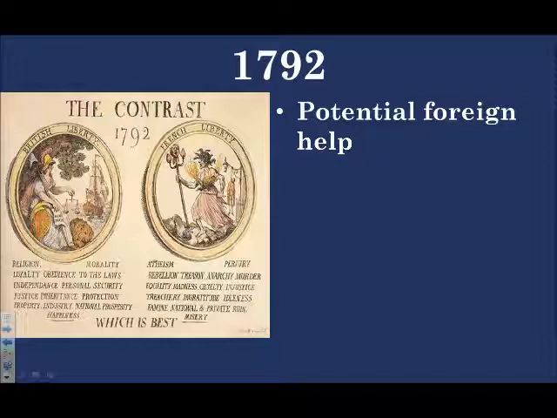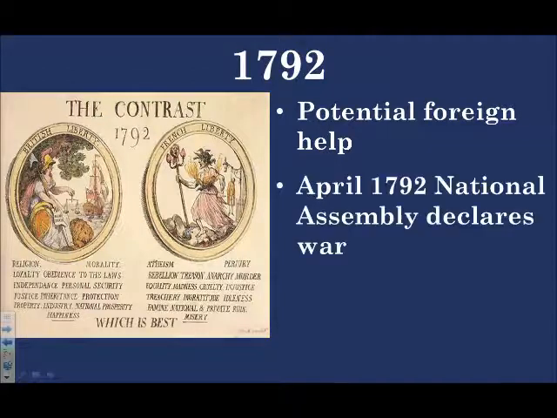So countries, especially Austria and Prussia, they consider going to war with France so that they can help the royal family. But the National Assembly decides they will go to war first. Sort of like, you didn't, I did. A preemptive strike against Austria and Prussia. Part of this is sort of to prove how good they are.